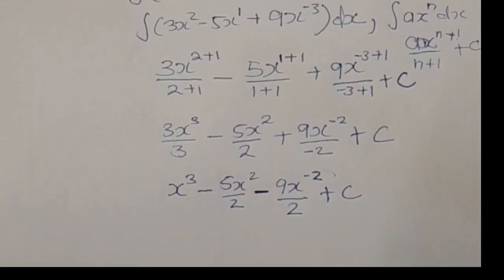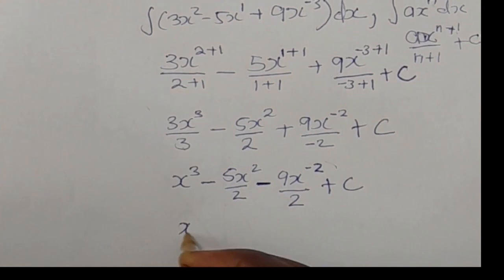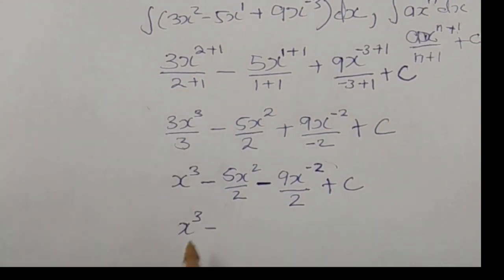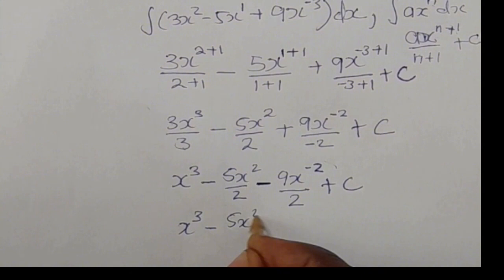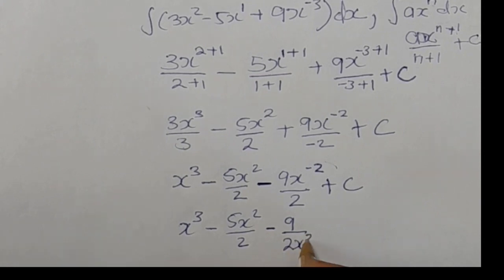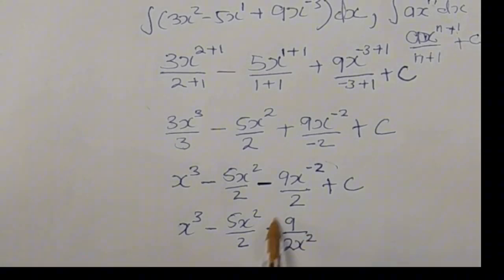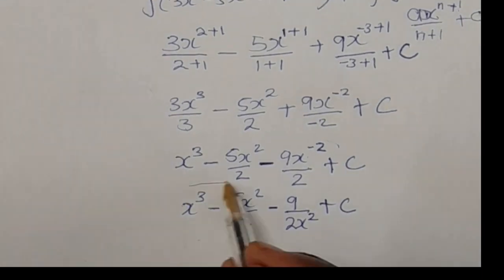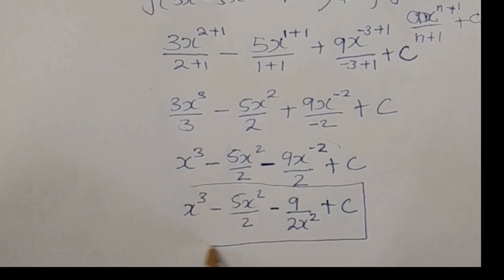Meaning we are going to have x cubed minus 5x squared over 2 minus 9 over 2x to the power 2. So this has changed to negative 9 over 2x squared. So we have changed the power to be positive, plus c. So this is now the answer that they required.